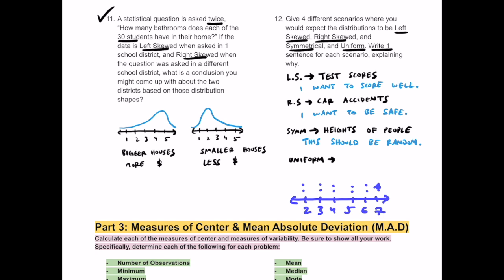So where might that be the case as well? I don't know. Let's think. Where might data be uniform? And just as an example, what could it be? So this could just be rolling a dice. And maybe the numbers here would be like 1, 2, 3, 4, 5, 6, right?